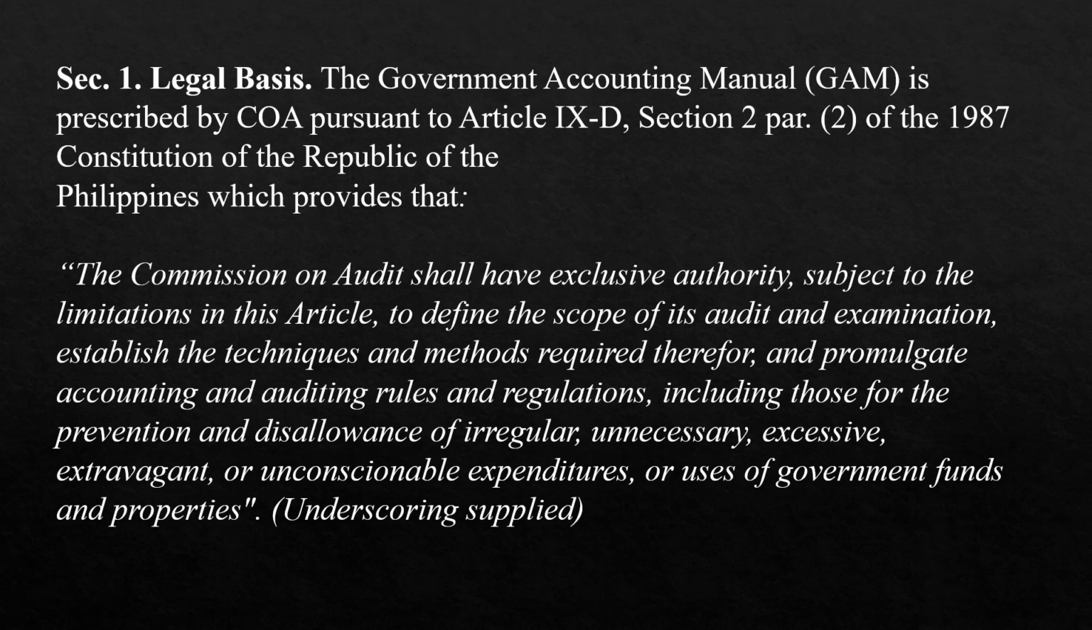Okay, so what is the legal basis? So actually the GAM is prescribed by COA based on its legal basis as granted by the Constitution. The COA shall have exclusive authority to define the scope of its audit and examination, to establish the techniques and methods required, and to promulgate accounting and auditing rules and regulations. So here is where it comes in: they are the ones who promulgate the accounting and auditing rules and regulations, including the statements and principles that need to be applied.